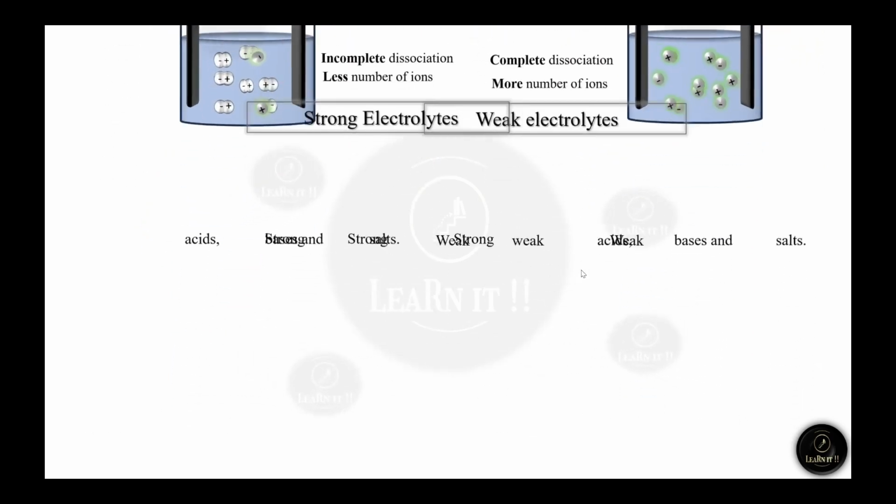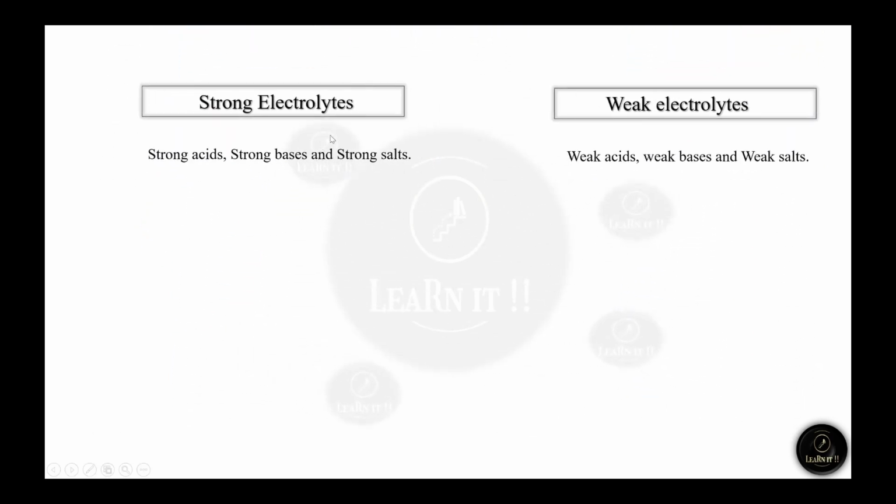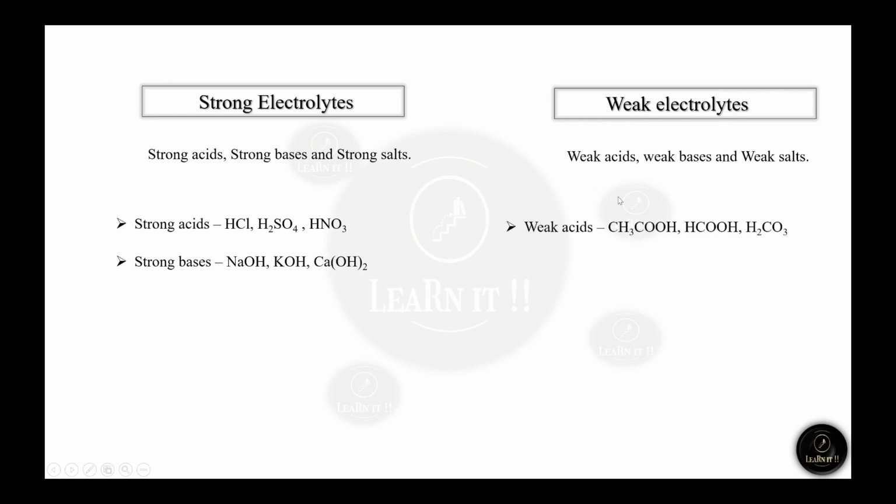Let's look at these examples in detail. First we are going to look at strong electrolytes. Strong electrolytes contain strong acids, for example hydrochloric acid, sulfuric acid, nitric acid. Strong bases like sodium hydroxide, potassium hydroxide, calcium hydroxide are also strong electrolytes. Next come the weak electrolytes. Weak acids like acetic acid, formic acid, carbonic acid are weak electrolytes. Weak bases include ammonium hydroxide, ammonia, aniline.